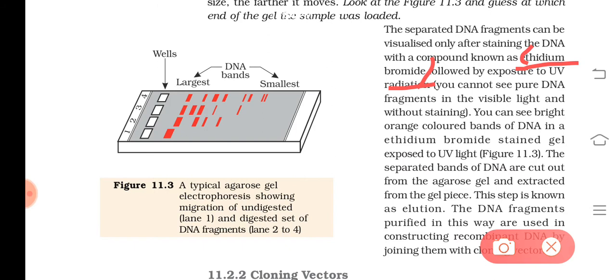Now we can see orange colored bands of DNA in the ethidium bromide stained gel exposed to UV light. The separated bands of DNA can be cut out and extracted from the gel piece, and that process, the extraction of DNA fragments from the agarose gel, is known as elution. Elution.